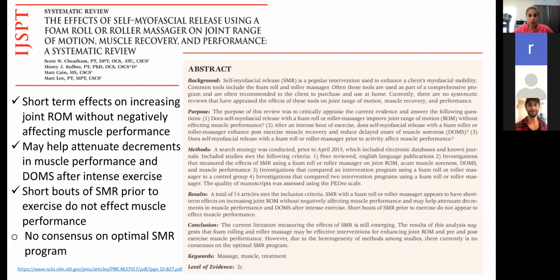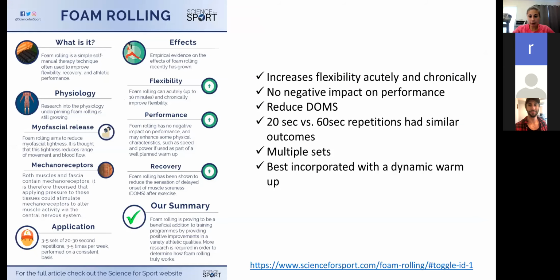And so we see short bouts of doing self-myofascial release prior to exercise. We don't see any effect on performance. So you're not going to be an elite sprinter if you foam roll. You're not going to lift 1,000 pounds if you're foam rolling, right? So we don't really see much of a significant effect on performance. But again, it's not going to decrease performance. That's important, because we don't want to do it and decrease performance. And again, no consensus on an optimal program. We don't really know how many sets, how long to do it for, what is optimal for maybe different populations or generally.